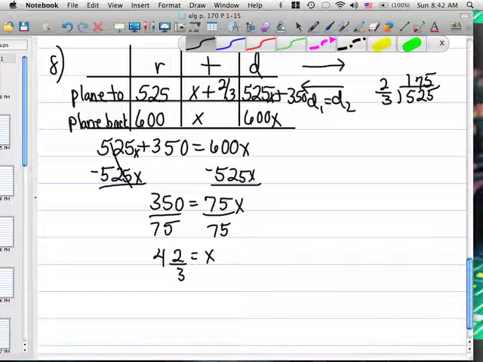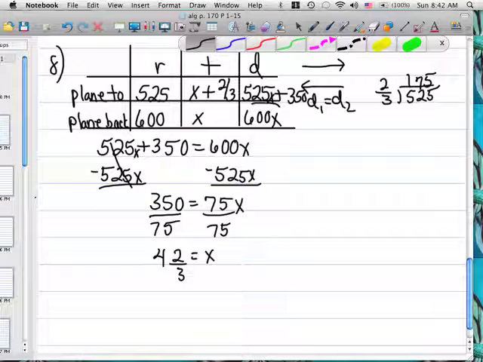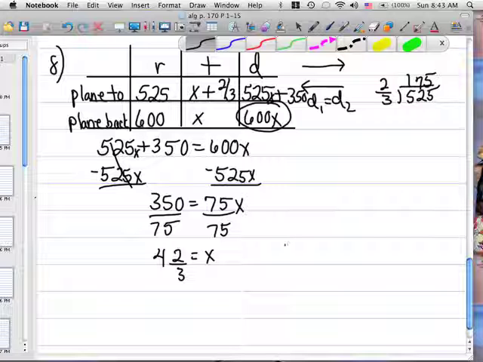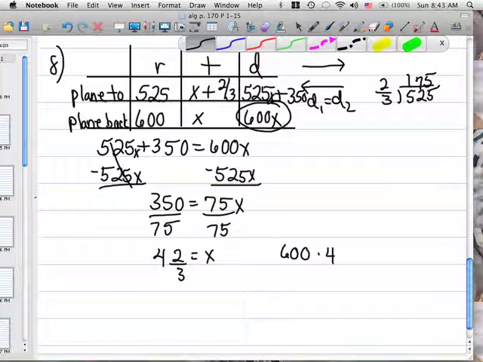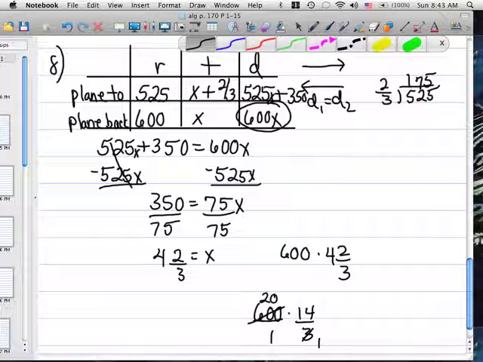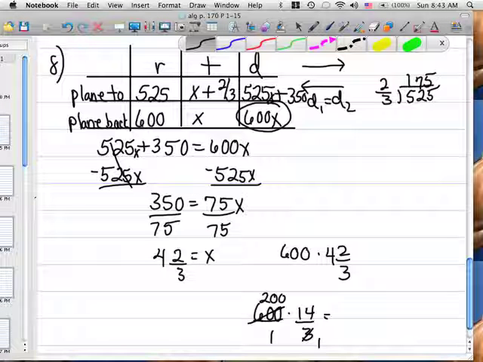And the question is, how far apart are the cities? Well, this is the distance right here from returning back from Los Angeles. So you could just take that one and plug in the 4 2/3. So 600 times 4 2/3. That's 600 times 14/3. Cancel. So the distance apart, 14 times 200, is 2,800 miles.